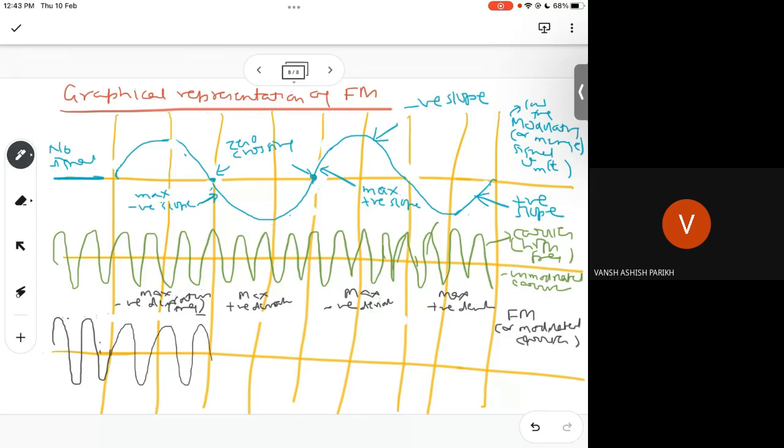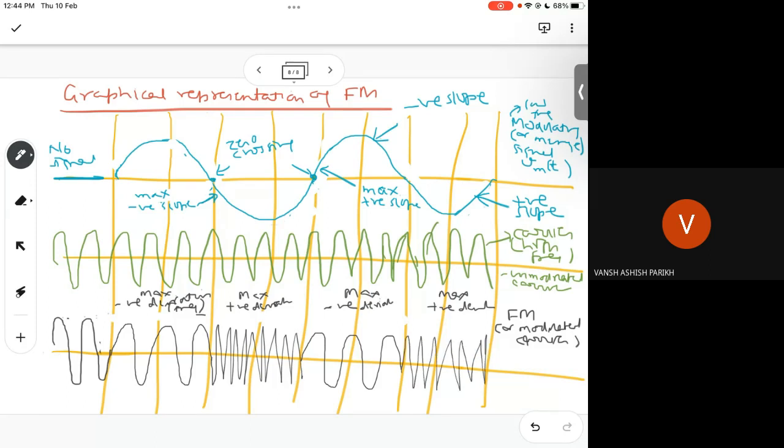And here also, I got a maximum negative deviation, so my frequency will become smaller than the carrier frequency. And it is a maximum positive deviation at this point. So here my frequency will be like this, and here my frequency will be like this. So you can clearly see this becomes my frequency modulated signal, because my frequency is decided by this, as we are varying it with time. No, the amplitude is not changing.